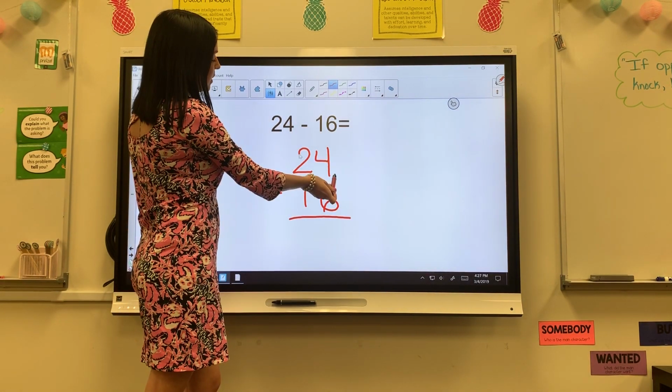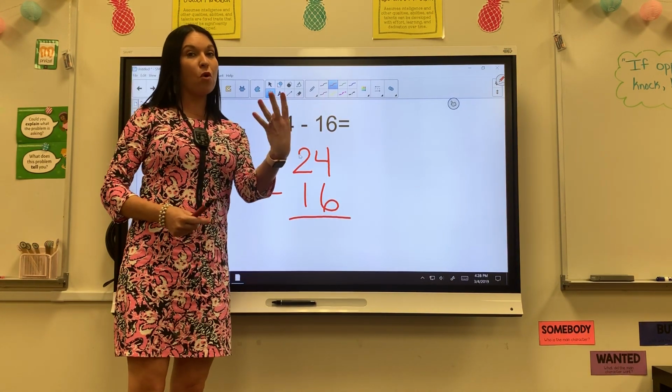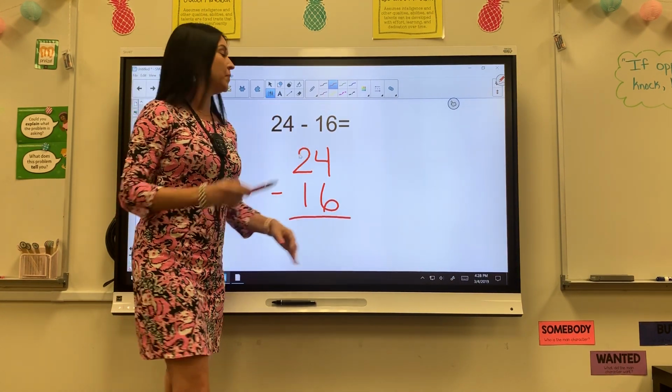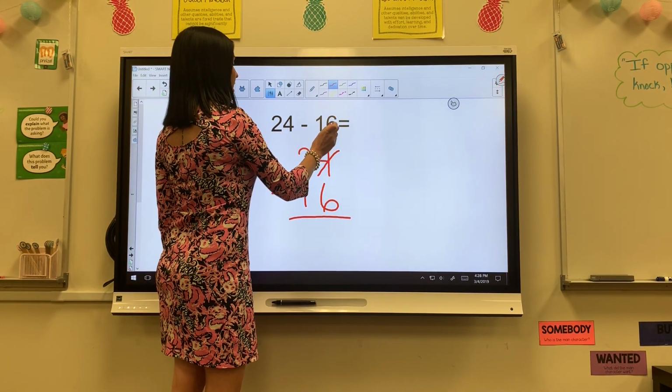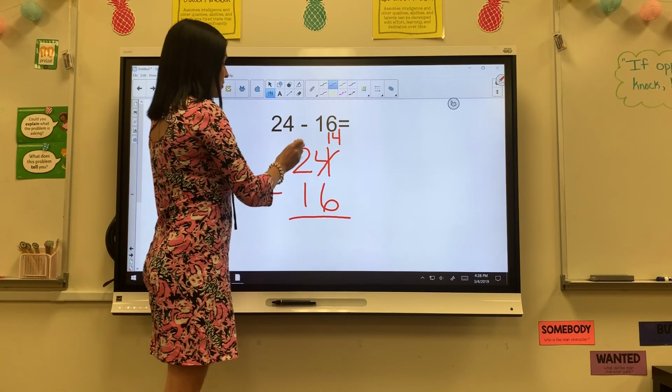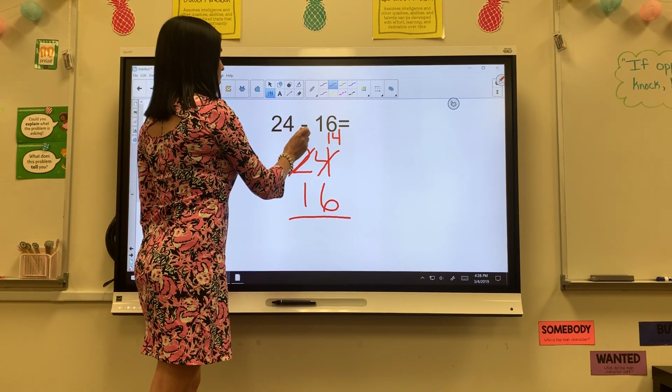Now, when I start in my ones column, I see that I have 4 and I need to subtract 6. If I have 4 of something, I can't take 6 away. So I need to regroup. I'm going to cross my 4 off and I'm going to make that a 14 because I'm going to take a 10 from my tens column. So my 2 becomes a 1.